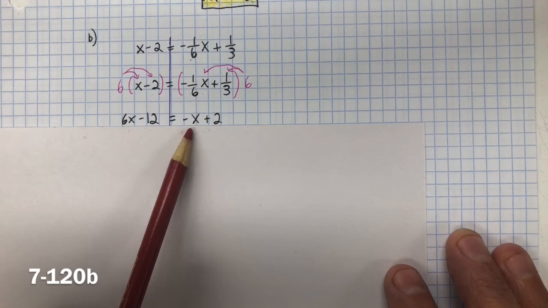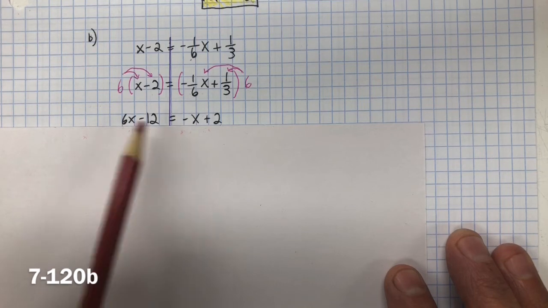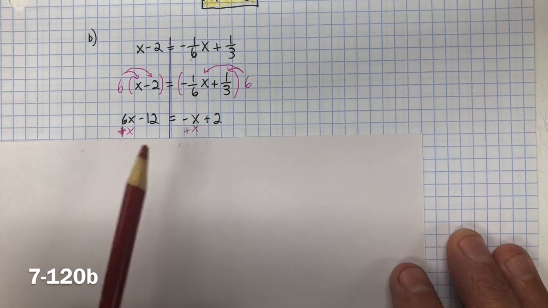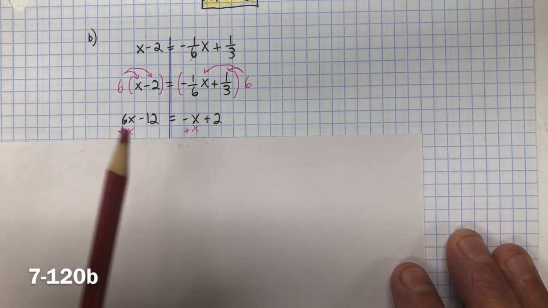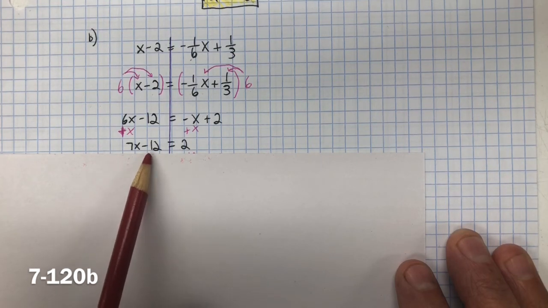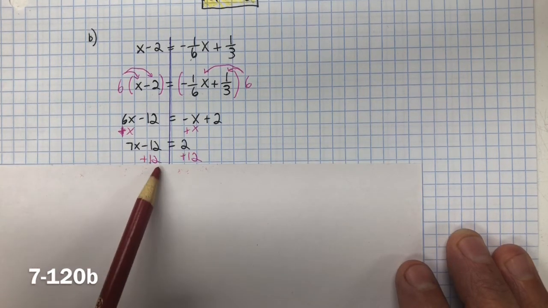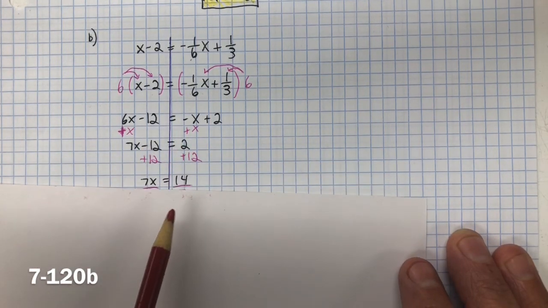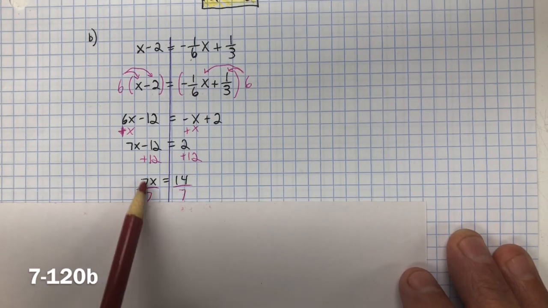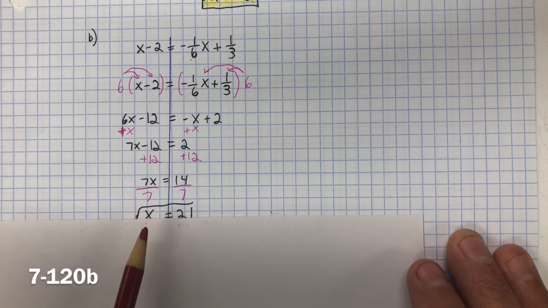Now we want to get the variables to the side that has more, or has a greater value. The inverse property of subtraction is addition, creating a 0 pair. 6x plus x is 7x. The inverse property of subtraction is addition. Add 12 to both sides, 0 pair. 2 plus 12 is 14. The inverse property of multiplication is division. Create the giant 1. What you do to one side, you do to the other. 14 divided by 7 is 2.